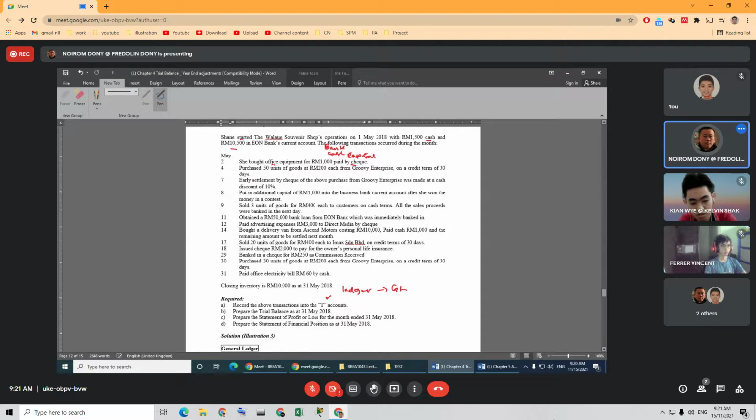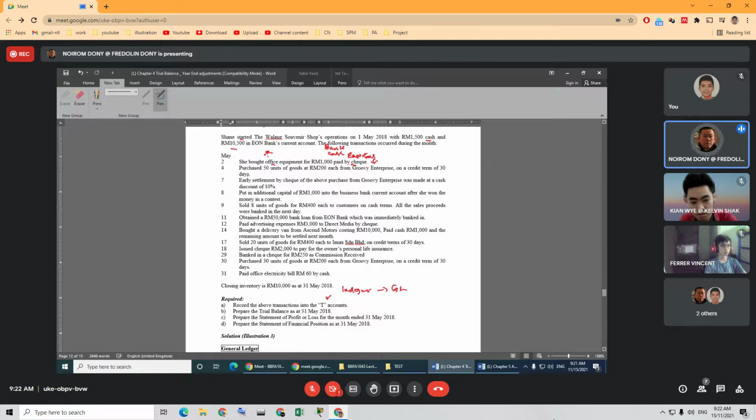So this is bank, this is office equipment. Asset and asset, both are assets. So meaning this increases, so debit office equipment, check decreases. So you have to credit check. So let's go through first.